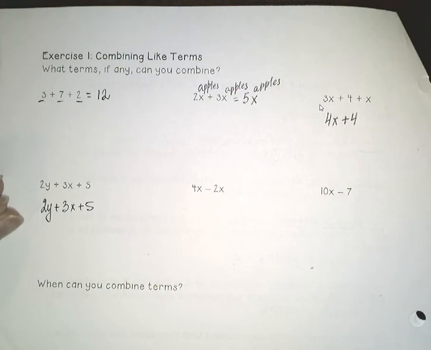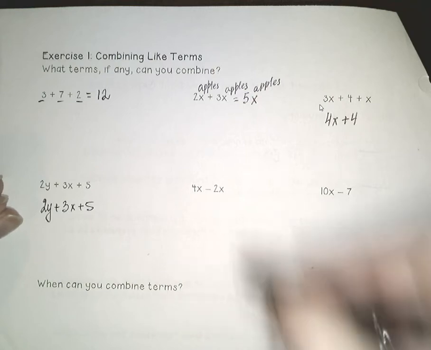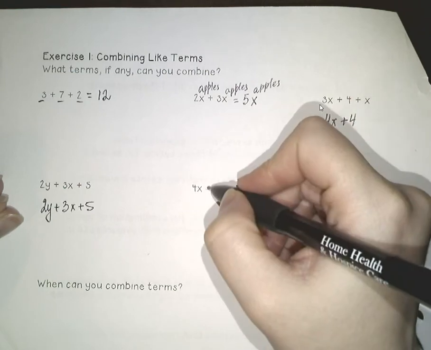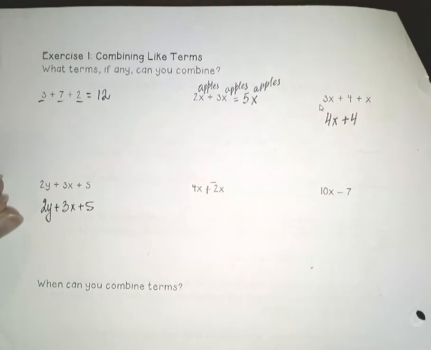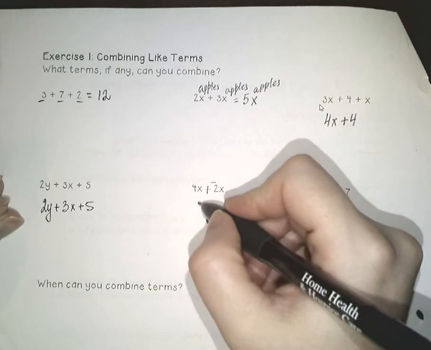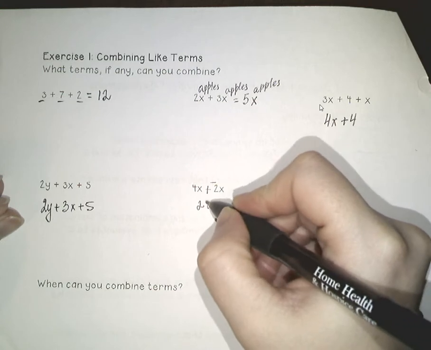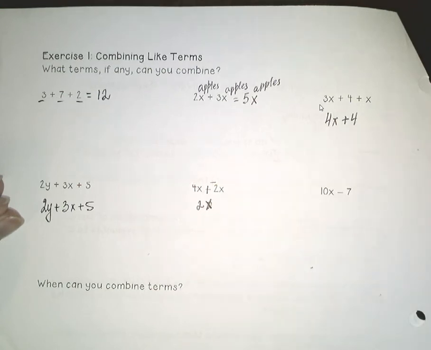4x minus 2x. Even though you know what 4 minus 2 is, I would always ask you to change your subtraction into addition of the opposite, because the more you practice with it, the easier it's going to become. So I'm going to change minus into plus the opposite. So I will have 4x plus negative 2x. Okay? And again, if we call it apples, 4 apples plus negative 2 apples, I will still have 2 apples left. Or 2x.